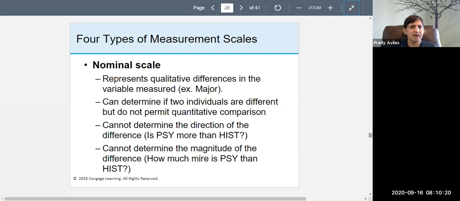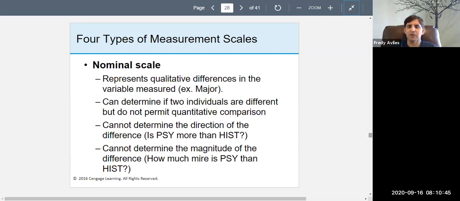But you can't really compare them, and you can't determine how large the difference is. You cannot determine the magnitude of the difference. So how much more is psychology than history? Got a typo there, but you can't really do that. You can't determine how much of a difference there is. So with a nominal scale, we're talking about variables that refer to categories, to put it simply.